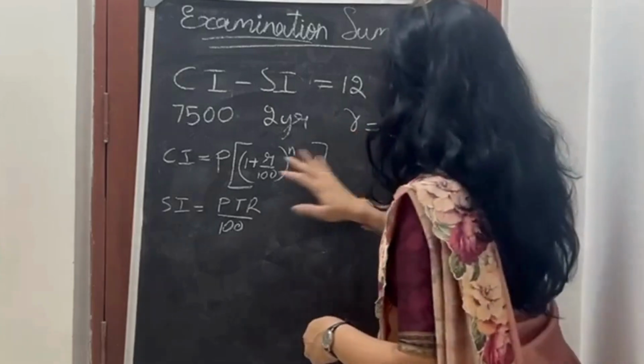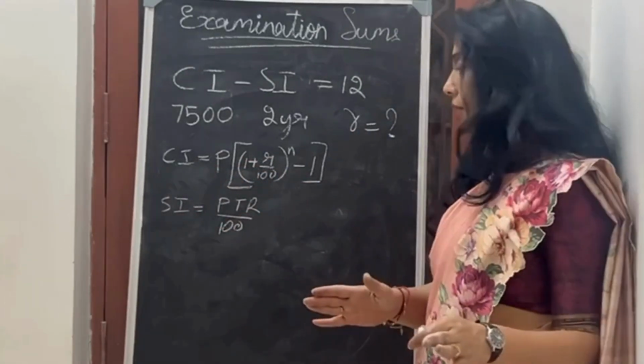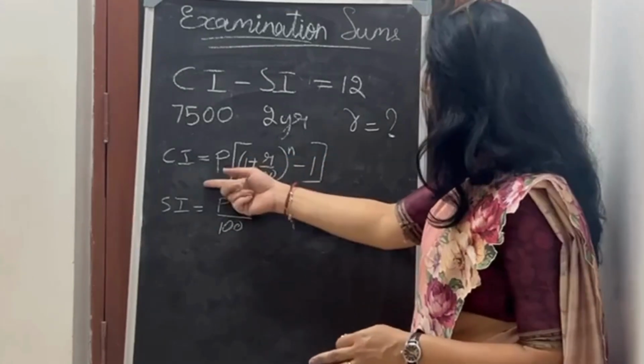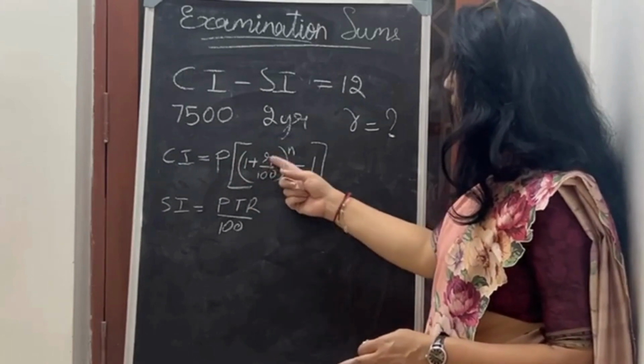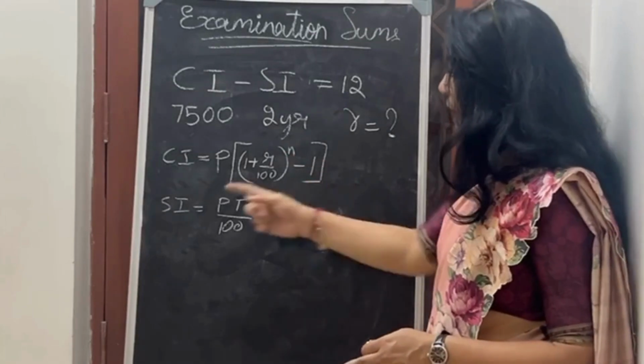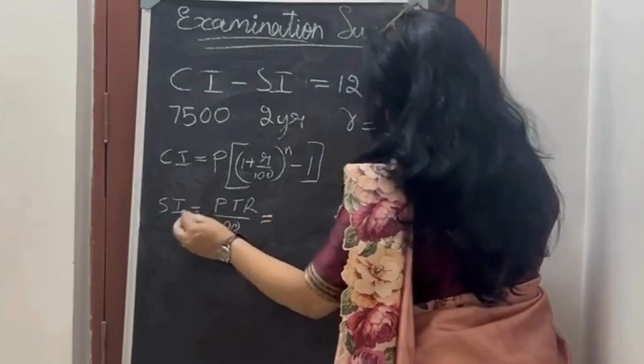How will we do it? I have written the formula for CI and SI. As I have already mentioned in my other videos, please remember the formulas. The CI formula is P in the bracket (1 plus R by 100) to the power of n, minus 1, and the SI formula is PTR by 100. So how will I do it? First I will do SI.